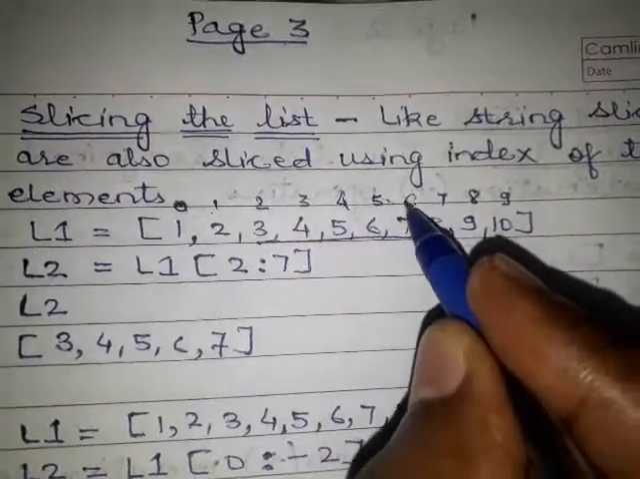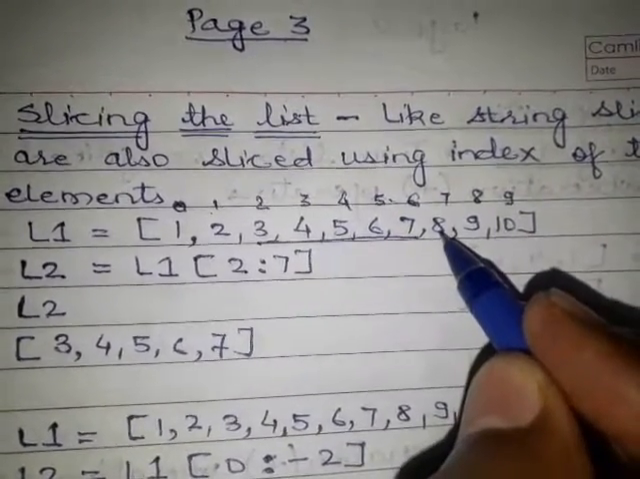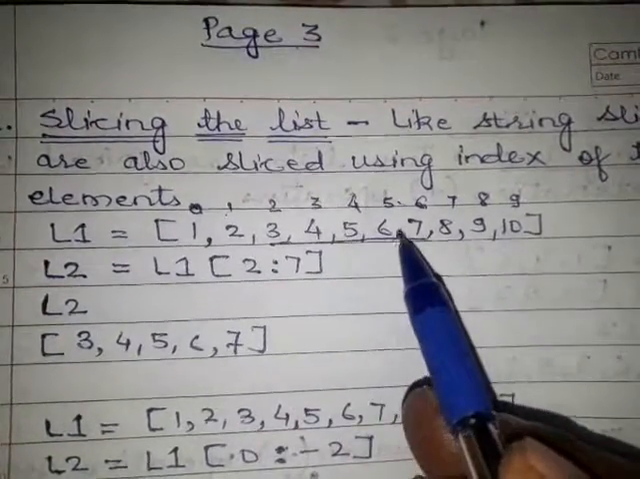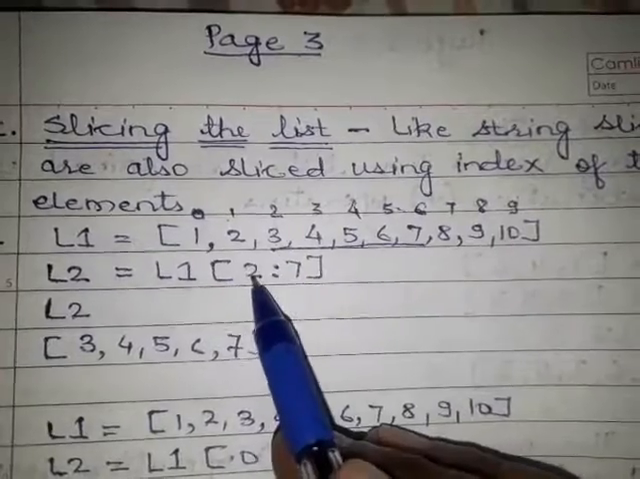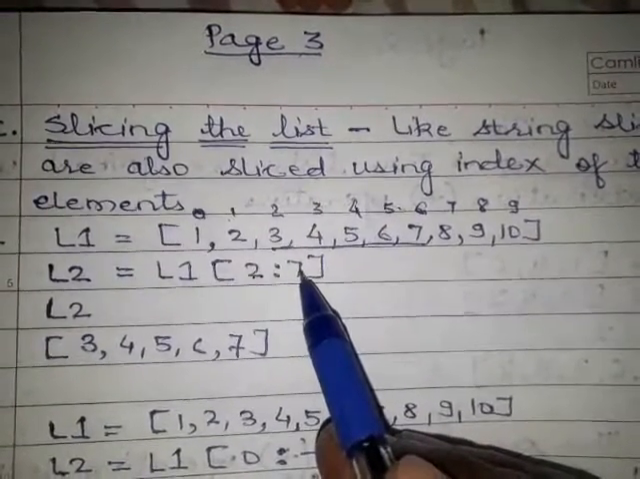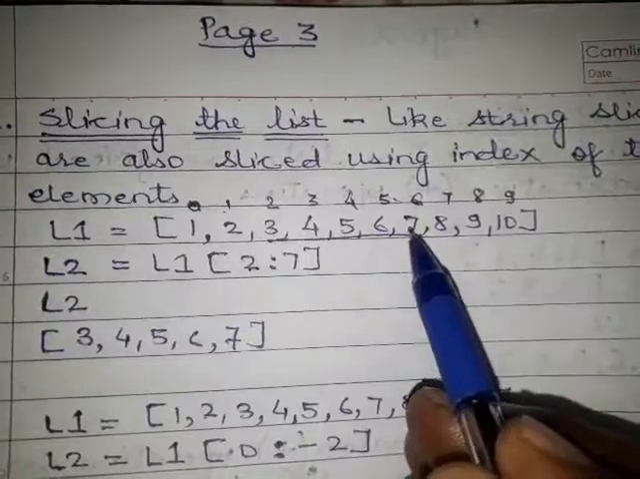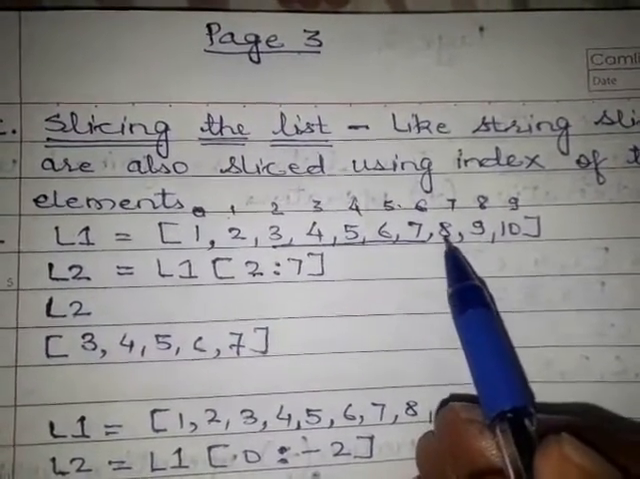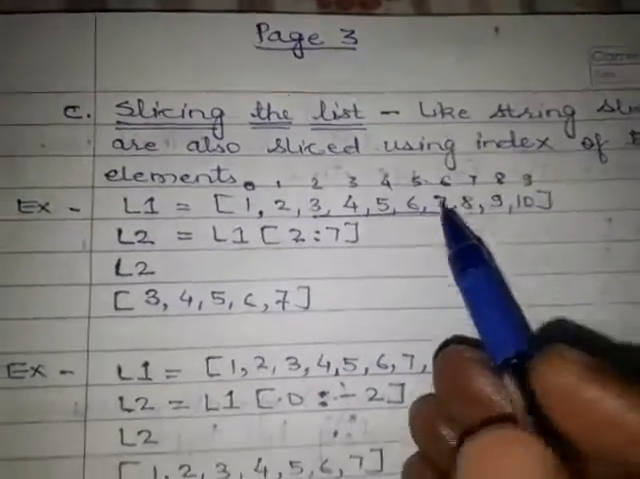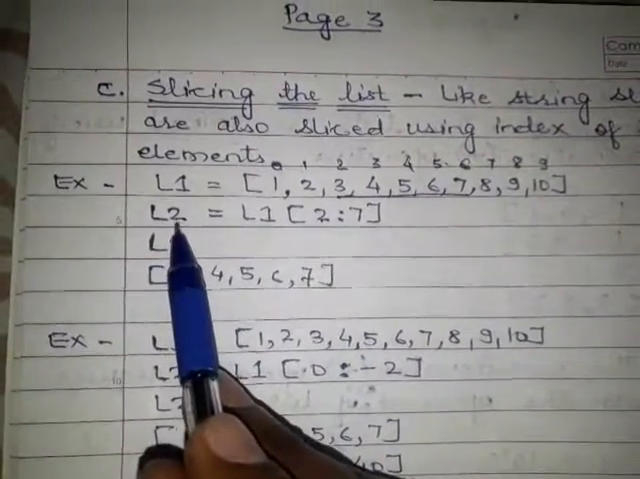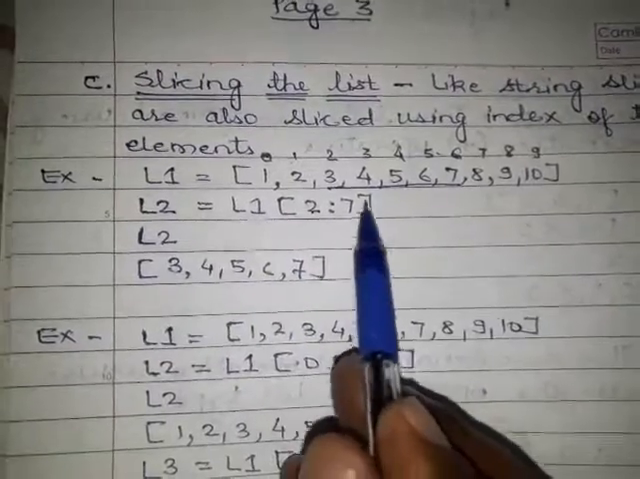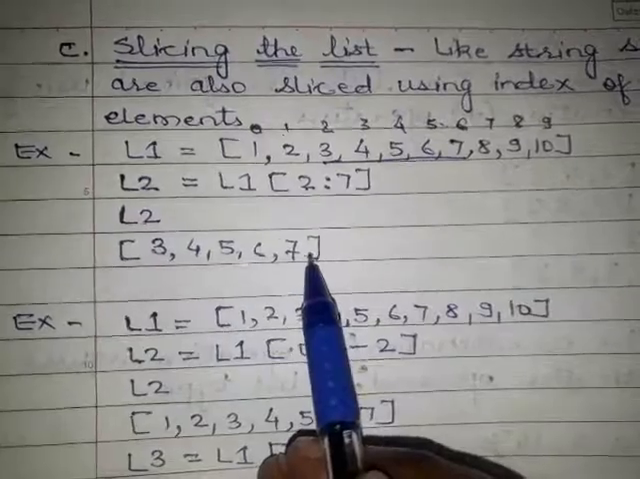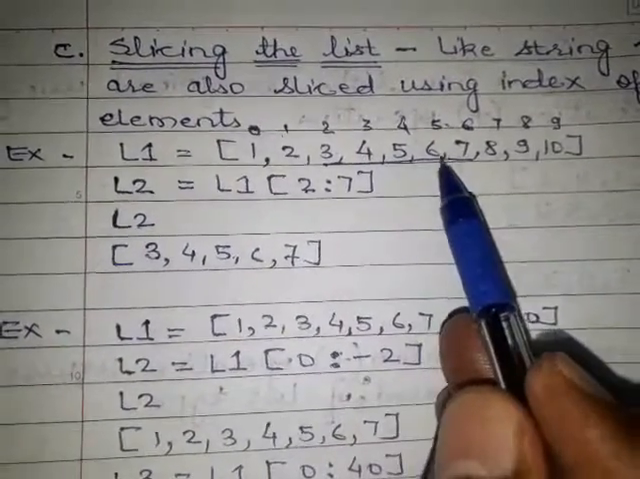7, because the index is 6. The 7th index is not included, so this L2 will contain the elements 3 4 5 6 7, because it starts from the index 2 until 7, but 7 is not included, 6 is included, so index 6 is included. This 8 is not included because it has index 7. So when you print this L2, because this L2 will get the sliced list, when you print this L2, 3 4 5 6 7, 3 4 5 6 7.